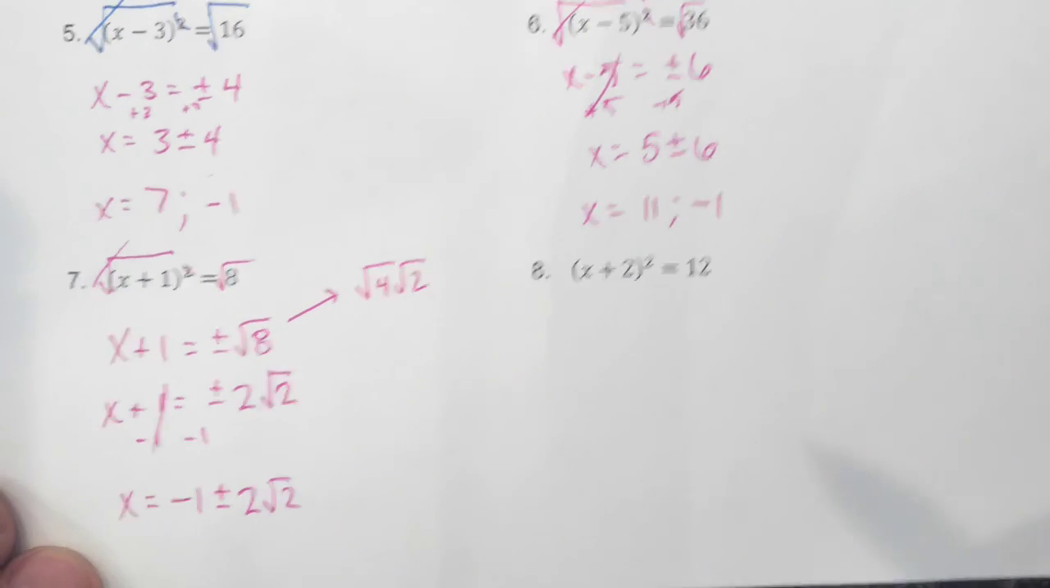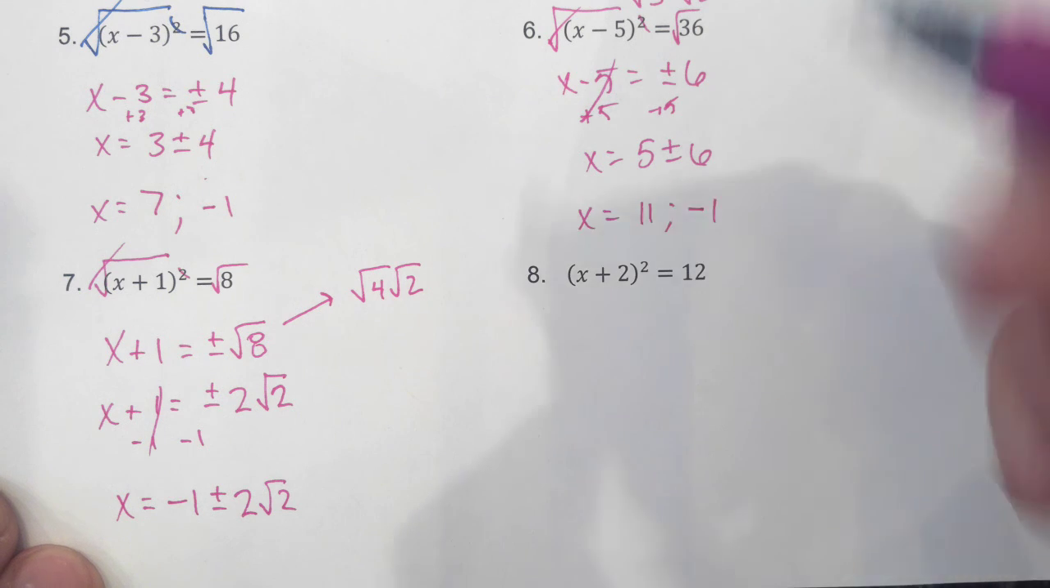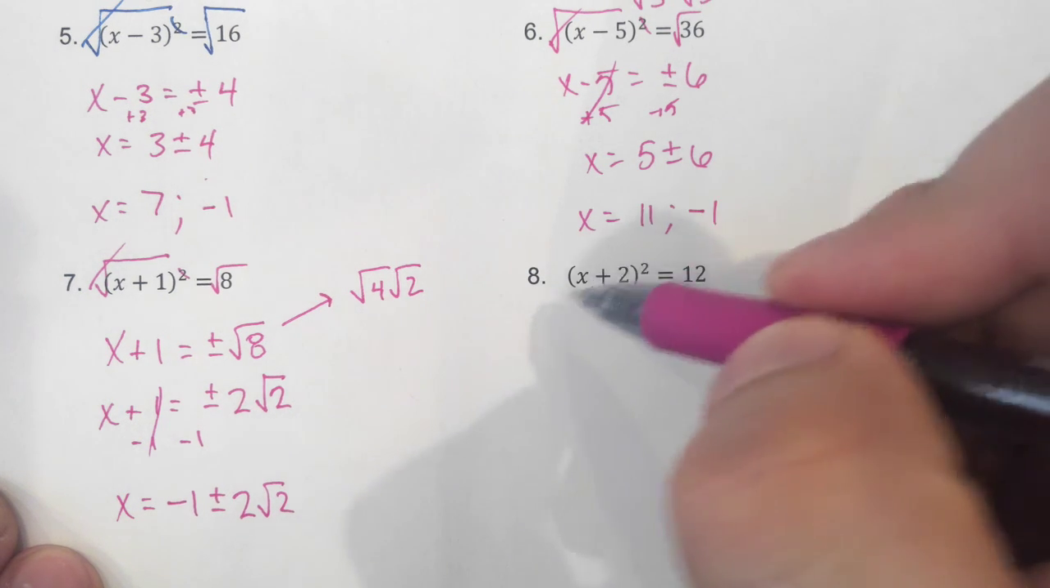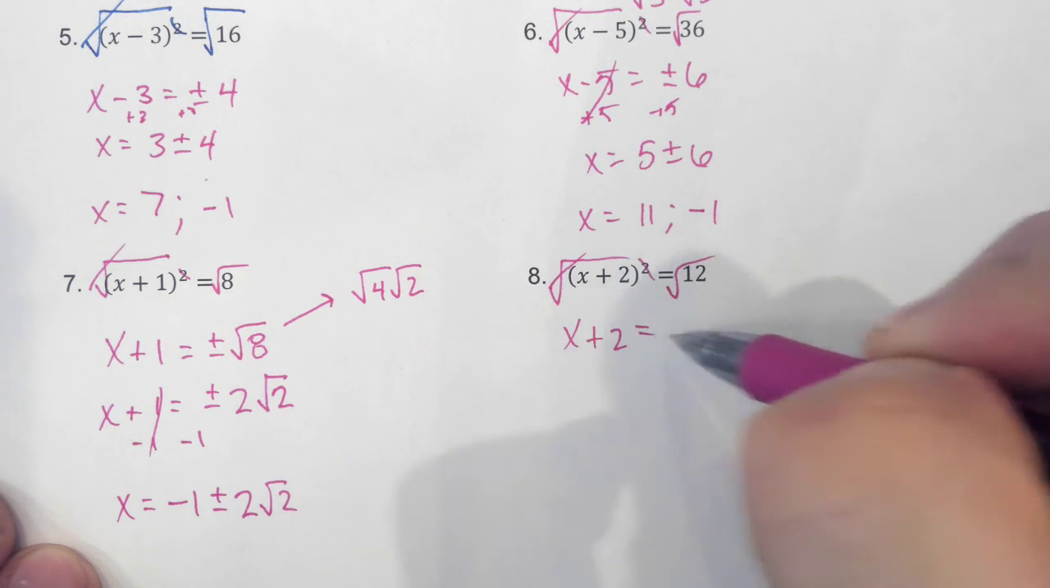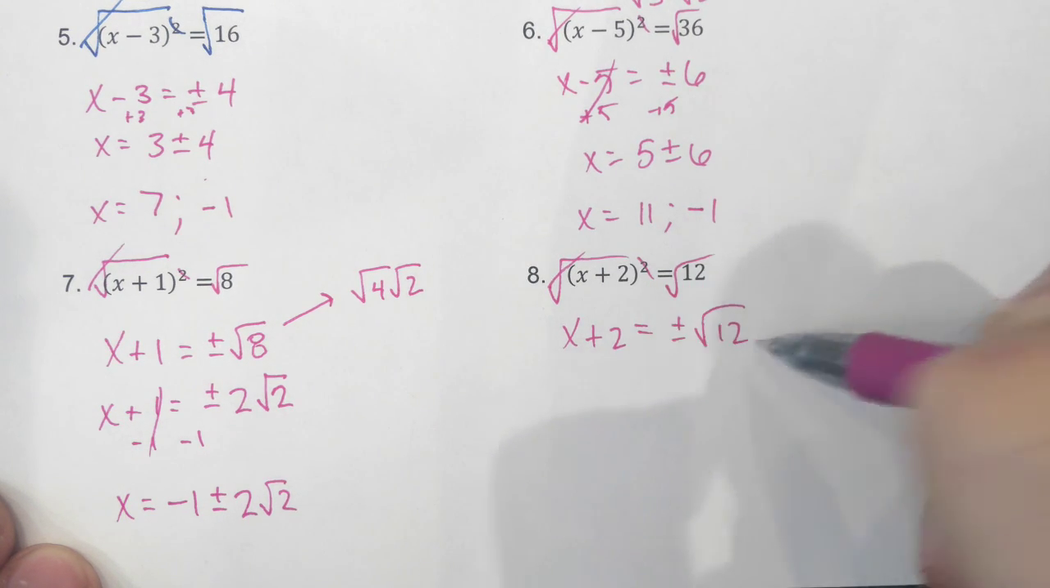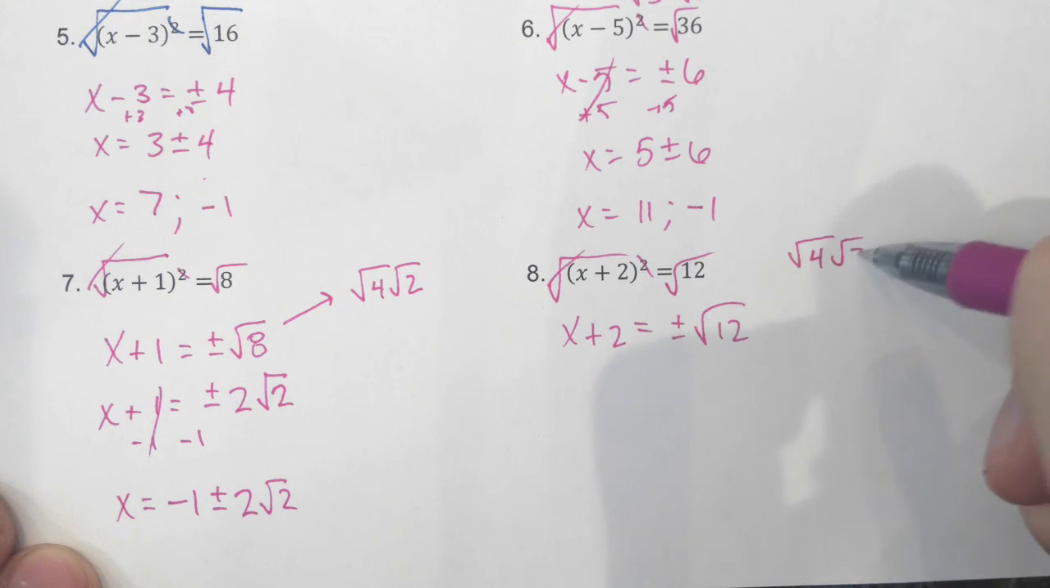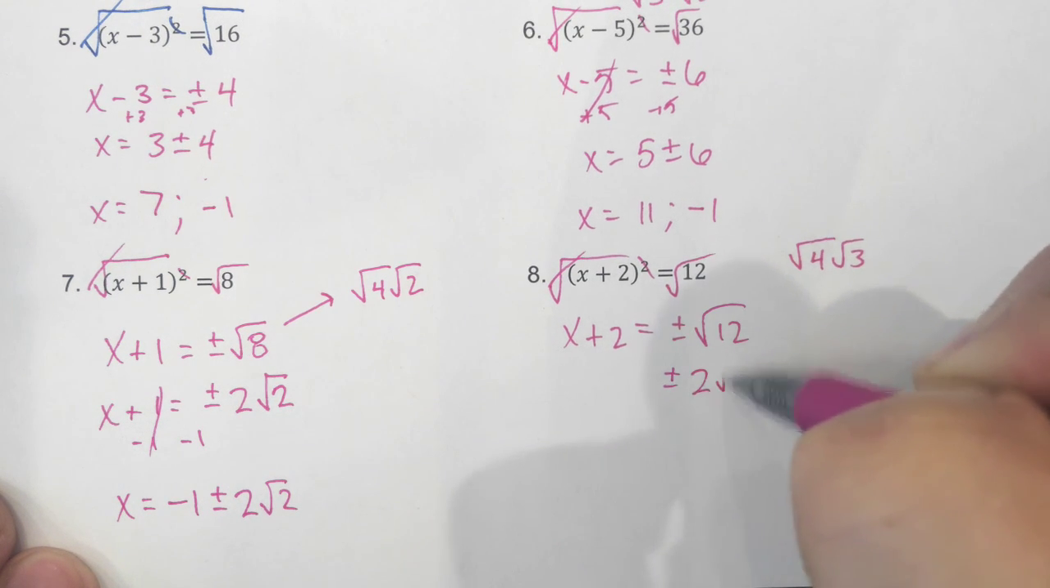Number 8, this is a great time to pause the video and try that one, see if you can do it. Otherwise, here we go. Square root both sides. X plus 2 equals plus or minus the square root of 12, but the square root of 12 is the square root of 4 times 3, so really that's 2 square roots of 3.